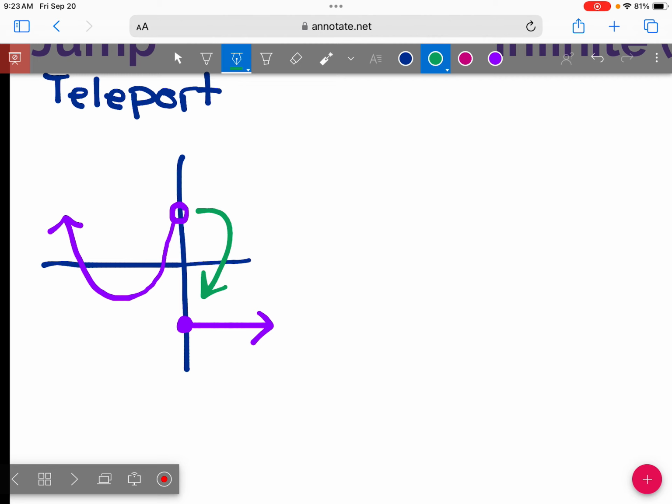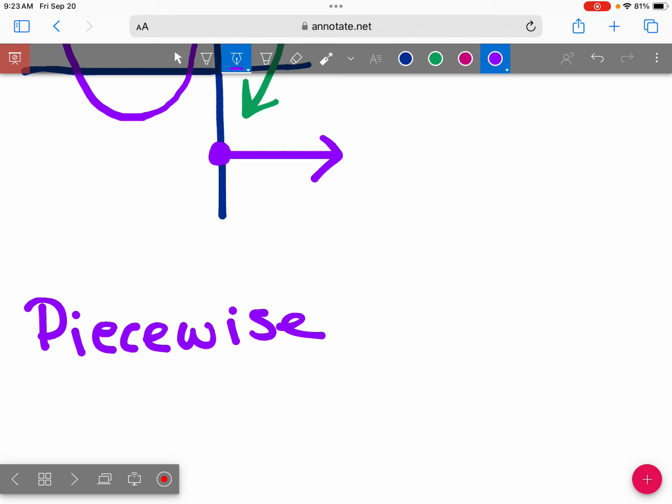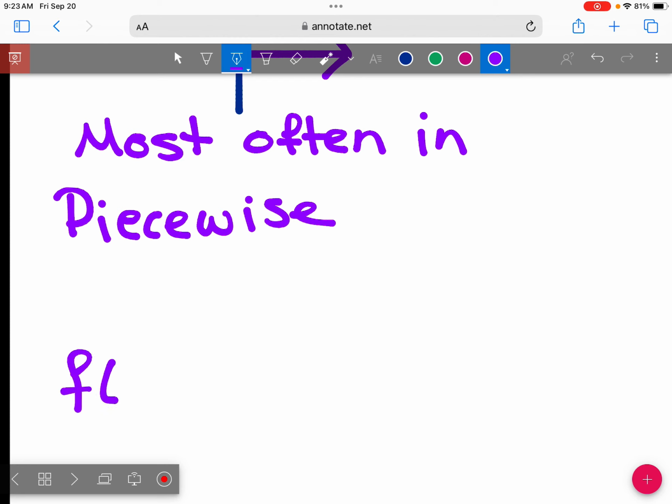I cannot think of a time that anything other than a piecewise would have a jump discontinuity. I'm not going to go ahead and say always, but this is most often in piecewise functions is where we'll see this. Piecewise functions is when we have our f of x, and then we get that giant bracket with one or two different equations here. Those kind of guys. That's going to be where we have jump discontinuities the most frequently.